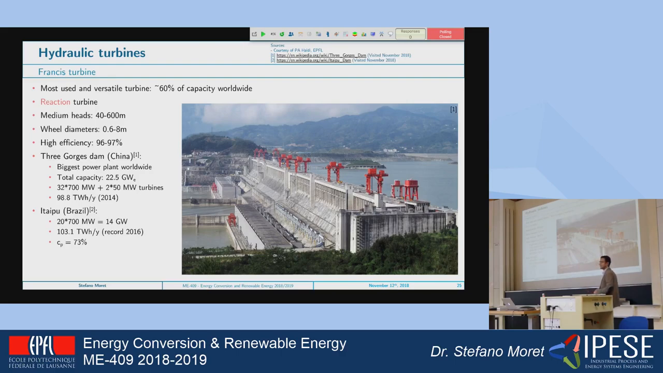And it's also used in Itaipu in Brazil, which is not the biggest power plant in the world, but is the one that reaches the highest electricity production. It made the production record in 2016. So just to give you an idea, this one power plant in Itaipu produces more than double the electricity than the entire Swiss electricity demand in 1 year.